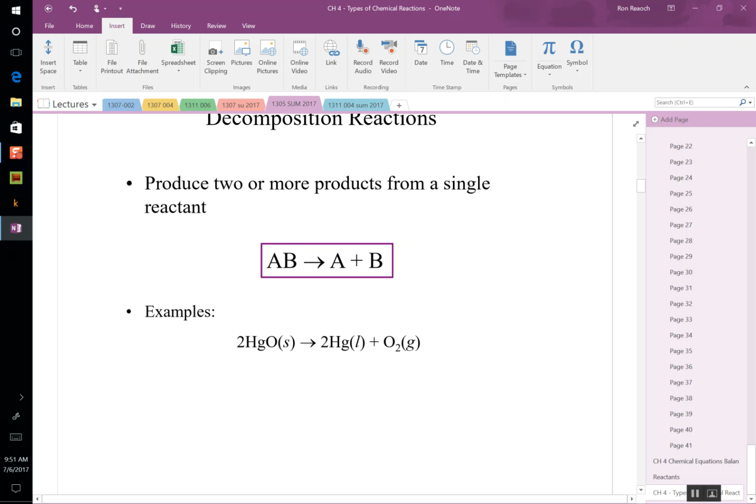If you took any combination reaction and wrote the reverse of it, you have a decomposition reaction. How do you take a certain compound and decompose it into its other reactants? So that's decomposition.